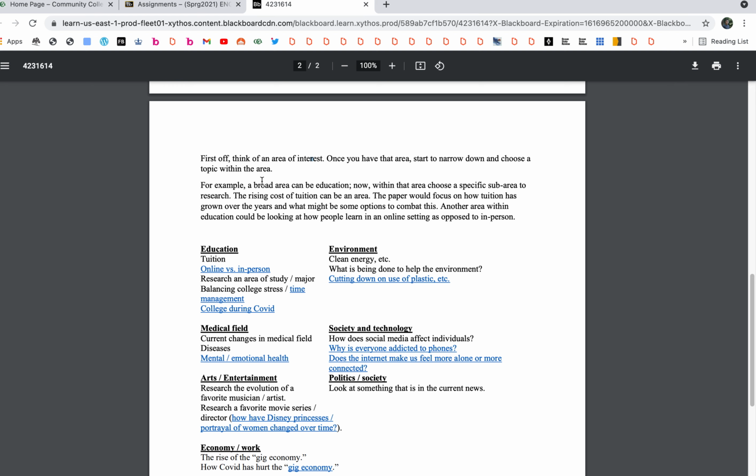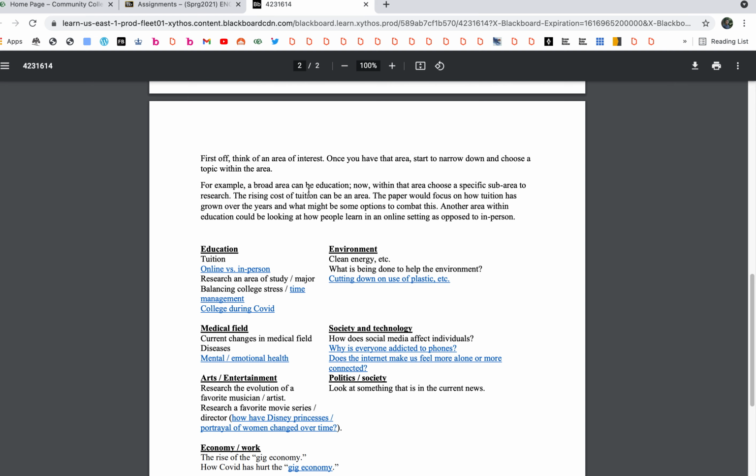For example, a broad area can be education, right? Now, within that area, you're not talking about the history of education, right? We don't have space for that. Within that area, choose a specific sub area to research. The rising cost of tuition can be one. Education during the pandemic, right? I know some folks wrote about online versus in-person learning. That you can expand that paper.